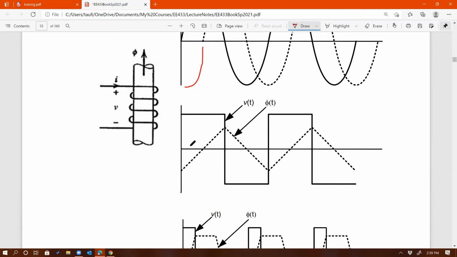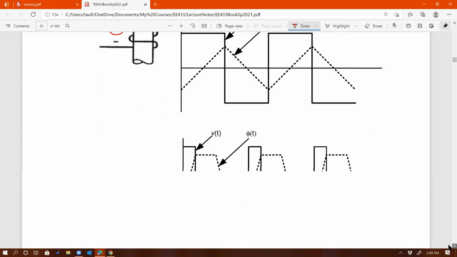In the second example, let's say I apply a square wave on this voltage. What shape of flux do you get inside the core? Well, it's going to be the integral of the square wave. What is the integral of a positive flat line? That's going to be a positive slope. What is the integral of a negative flat line? That's going to be a negative slope. So if you apply a square wave across this coil, the flux inside that core will be shaped like a triangular waveform.